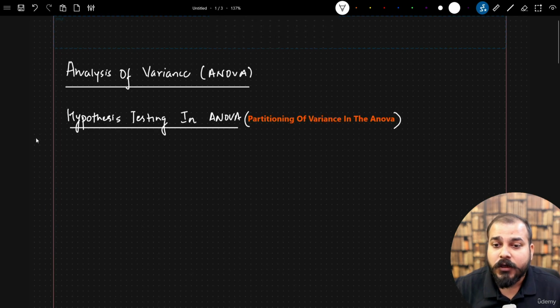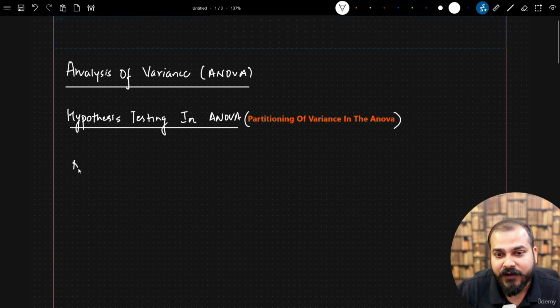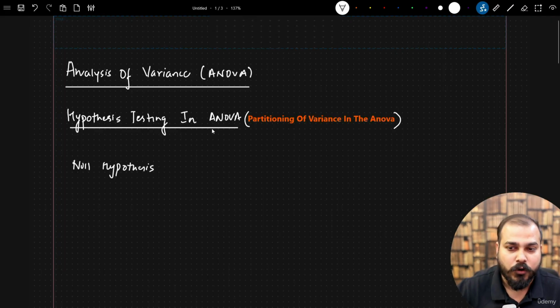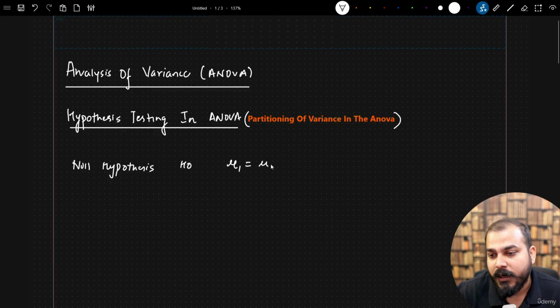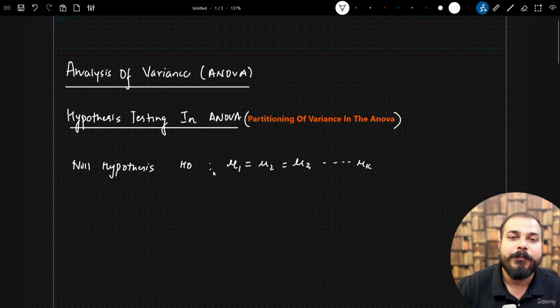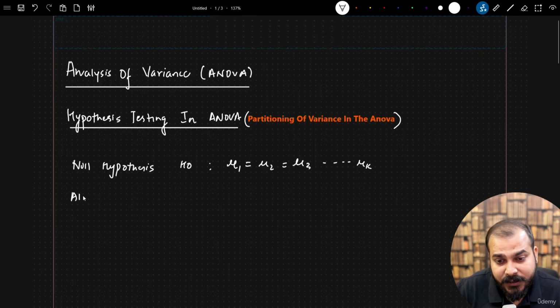Okay, so to begin with, the first step is that we define our null hypothesis. As you know, we compare the mean of two or more groups. So my null hypothesis is nothing but mean 1 is equal to mean 2 is equal to mean 3, based on how many samples we have, up to mean k, right? So this is our null hypothesis, where we are comparing whether all the means are equal or not.